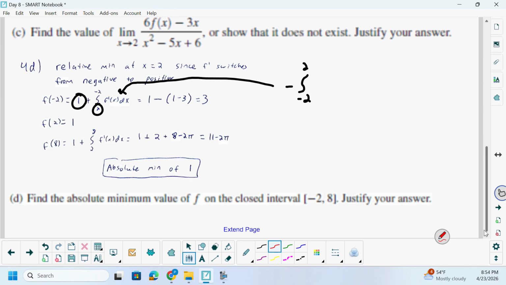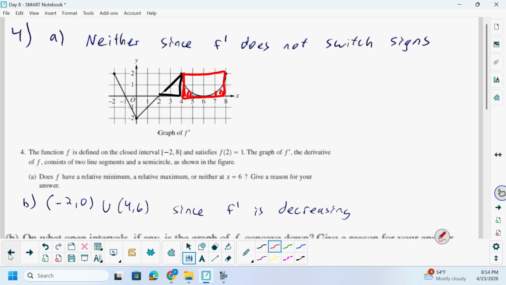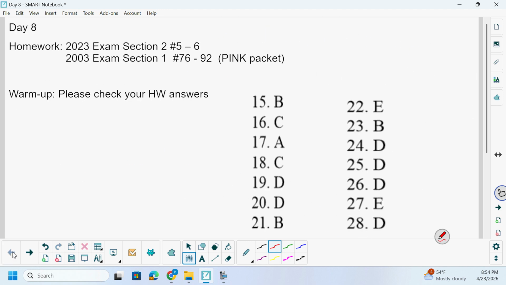For the remainder of the period, you're going to start working on your next homework. So 2023, free response 5 and 6, those are no calculator, should be done in your notebook, or you can work on the pink packet and the calculator multiple choice questions. Have a great rest of your day.